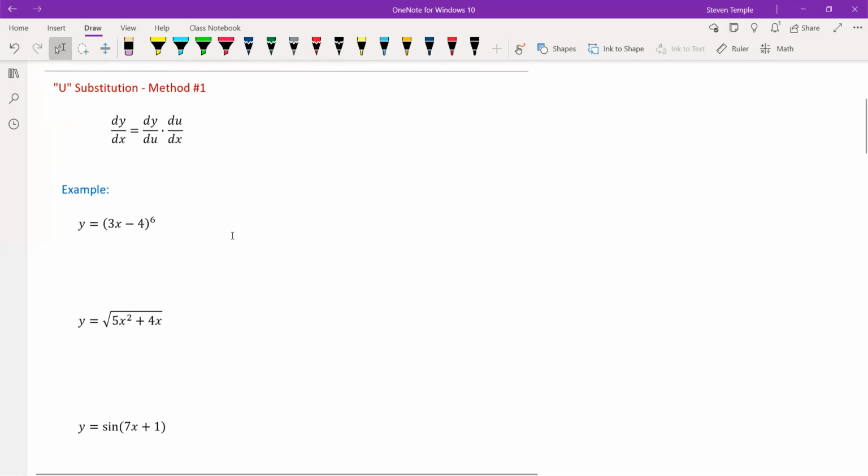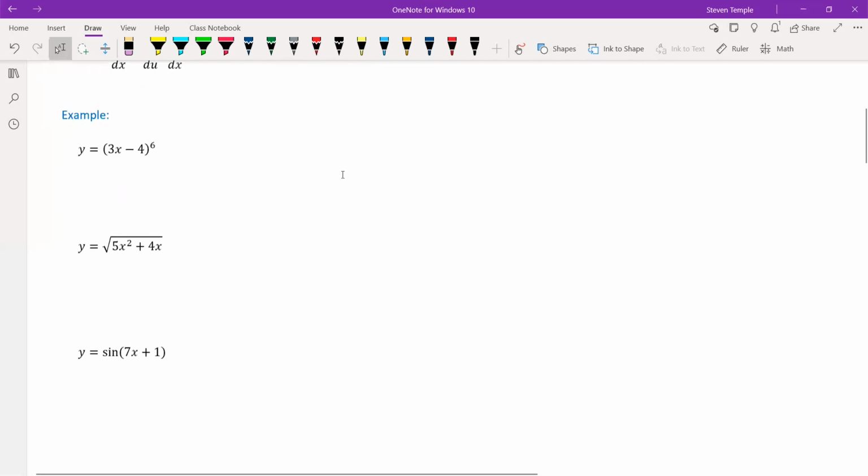Best way to explain it is do some examples, and I'll do all three examples right now. y equals 3x minus 4 raised to the 6th power. Well, first you identify u, and u is the inside part, which is 3x minus 4, which then it's really y equals u to the 6th. Now we have to take the derivative of this u with respect to x, so therefore we write du over dx, and that derivative is a 3.